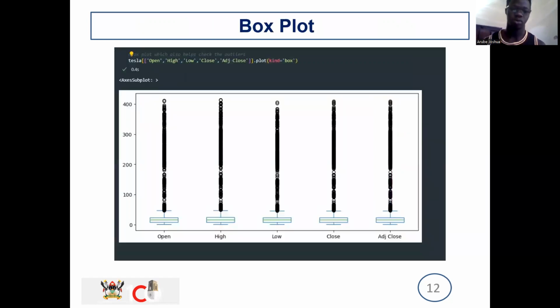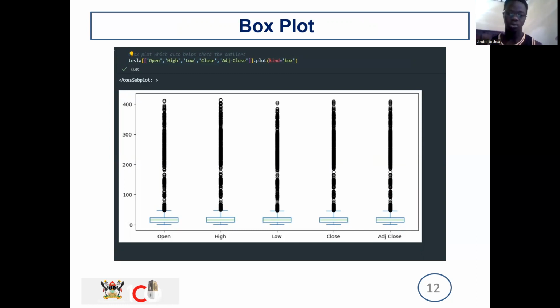Then we also did a box plot, whereby the circles which are above the straight line are known as outliers. Those straight lines are called whiskers. They are the end of the plot. Outliers are those values which range outside. It's not good to have very many outliers.